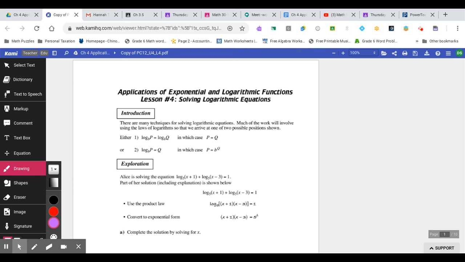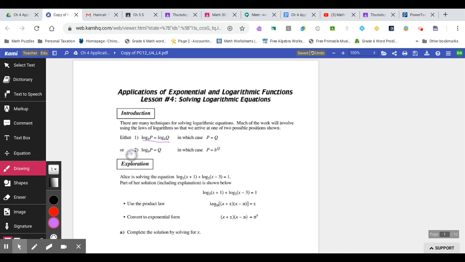Okay, lesson number 4. We're going to solve logarithmic equations. The introduction says there are many techniques for solving logarithmic equations. Much of the work will involve using the laws of logs so that we arrive at one of two possible solutions shown. If the bases are the same, and log base b of p is equal to log base b of q, then because both sides of the equation are equal and balanced, p must equal q.